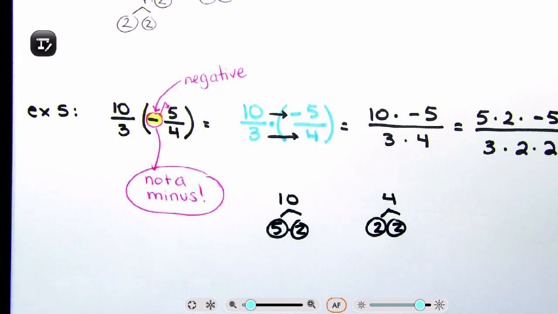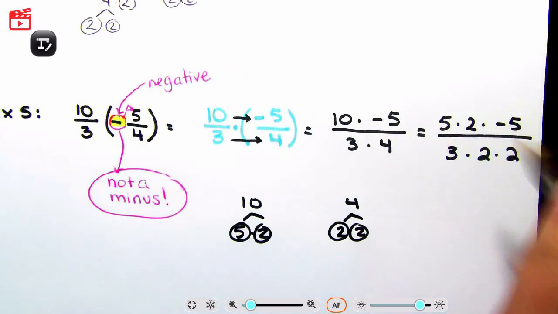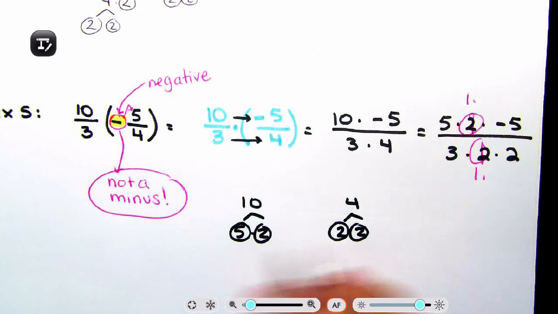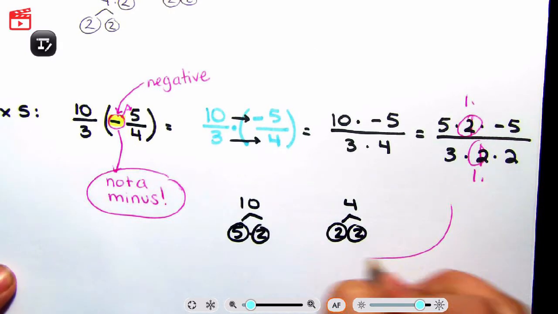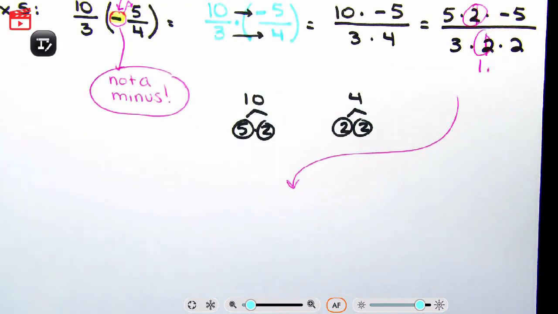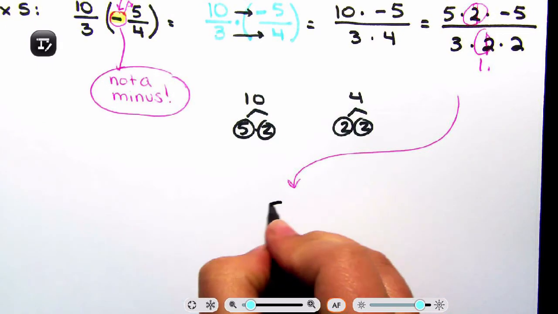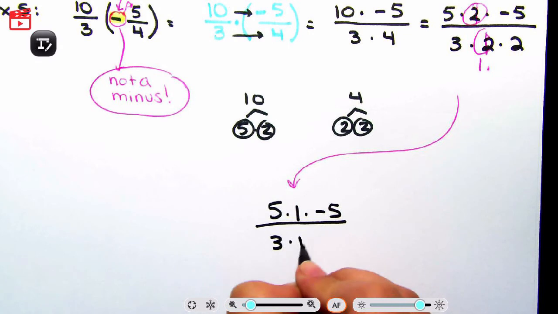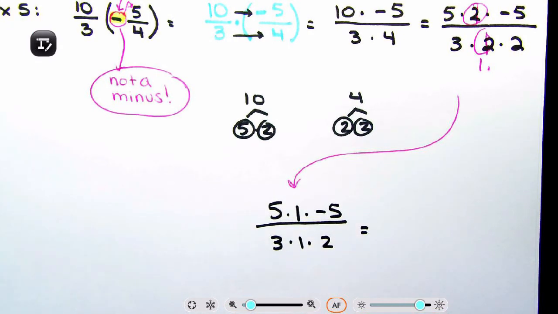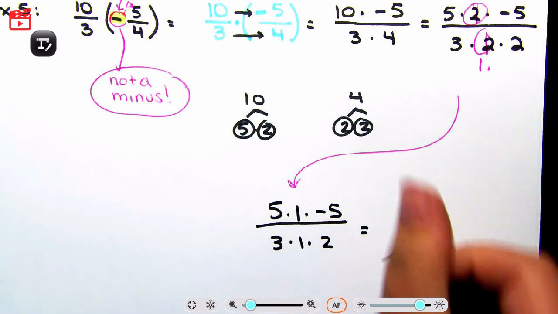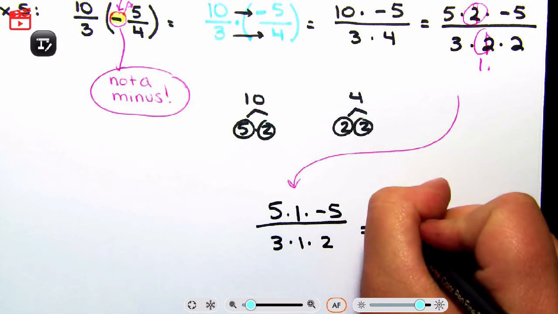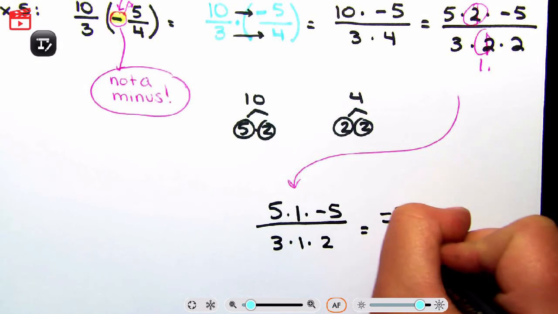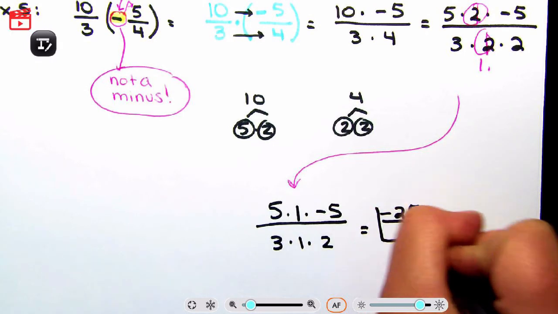That means I can simplify just a little bit. I have 1, 2 on top, 1, 2 on the bottom. That becomes 1 times, 1 times. So what do I have? I'm going to bring this down just for some space. I have 5 times 1 times negative 5. And I have 3 times 1 times 2. Again, don't worry about the 1. The 1s doesn't change anything. We're just multiplying. So I have 5 times negative 5, which is negative 25. And I have 3 times 1 times 2, which is 6.